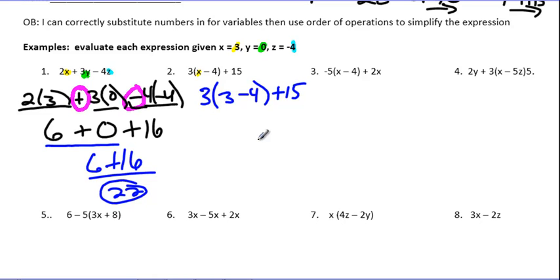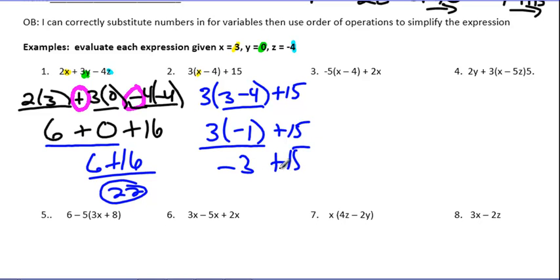Now we learned the distributive property, and you could distribute this if you want. However, order of operations tells me to simplify inside the parentheses first. I can simplify this, so let's go ahead and do that. That's negative 1 plus 5. Remember, different signs subtract, keep the sign of the bigger absolute value. Then I have multiplication and addition, so I'm going to do my multiplication next. And finally addition, different signs subtract, keep the sign of the bigger absolute value, and we get 12.